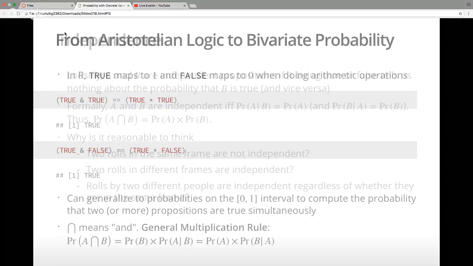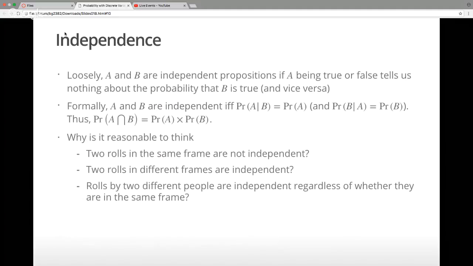All right. So independence, very important idea in probability. And loosely speaking, we say propositions A and B are independent of each other if A being true tells us nothing about the probability that B is true, and vice versa. But in general, things are not independent. So we need more of a formal definition.